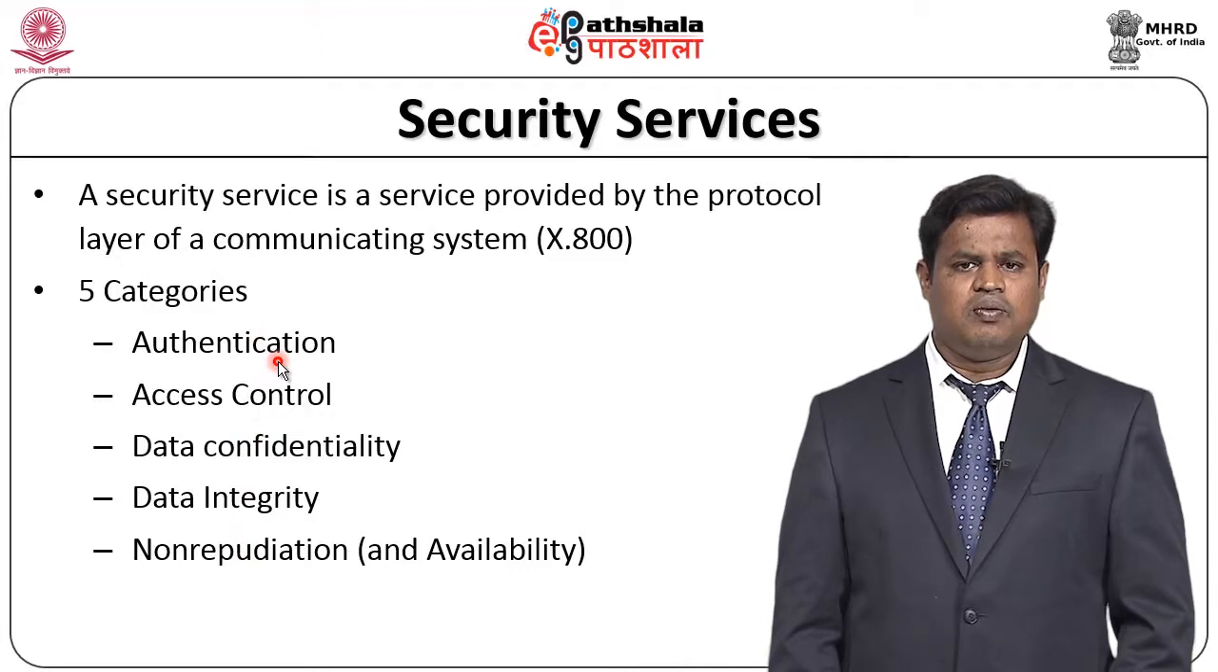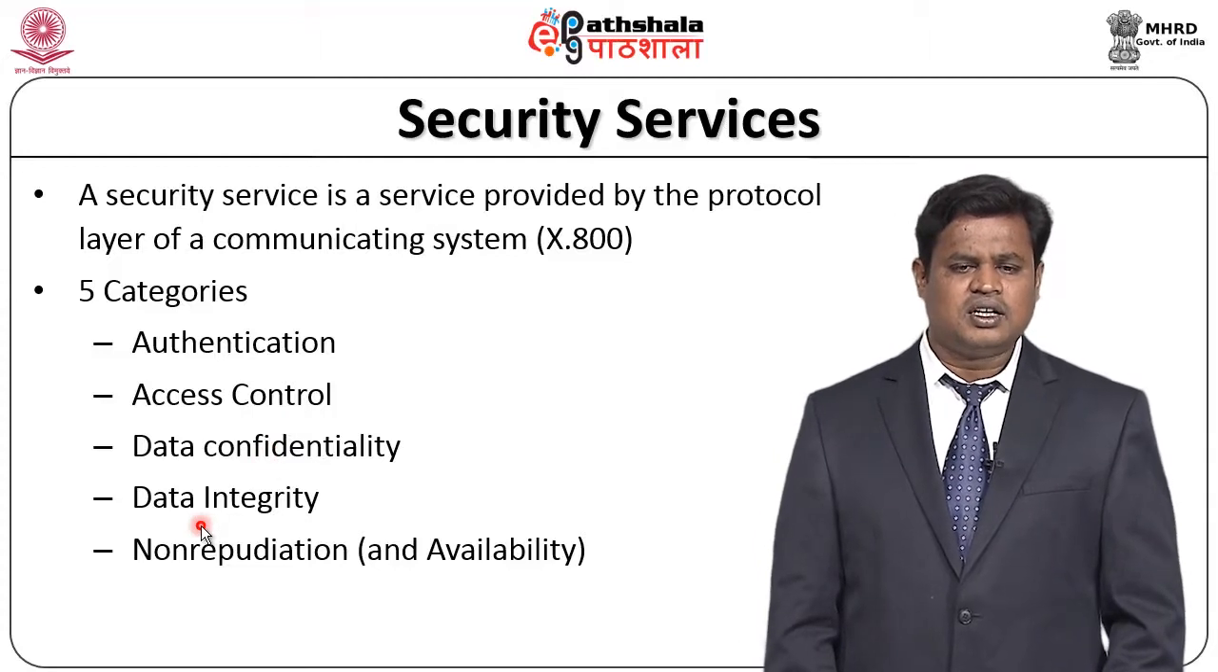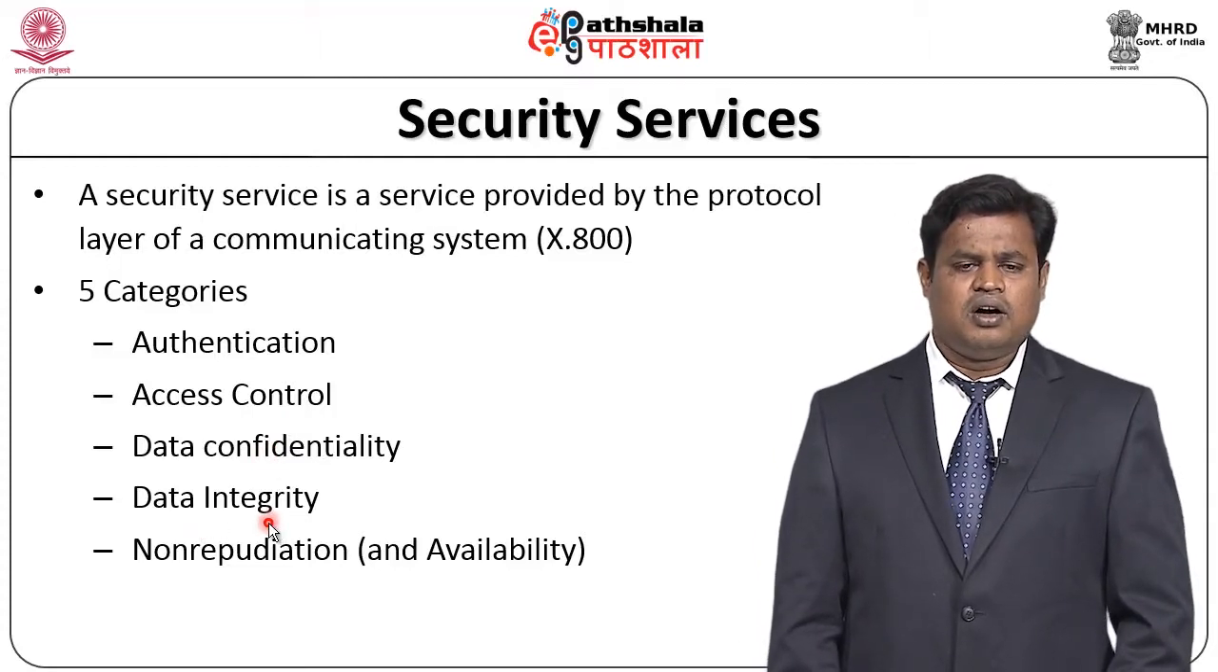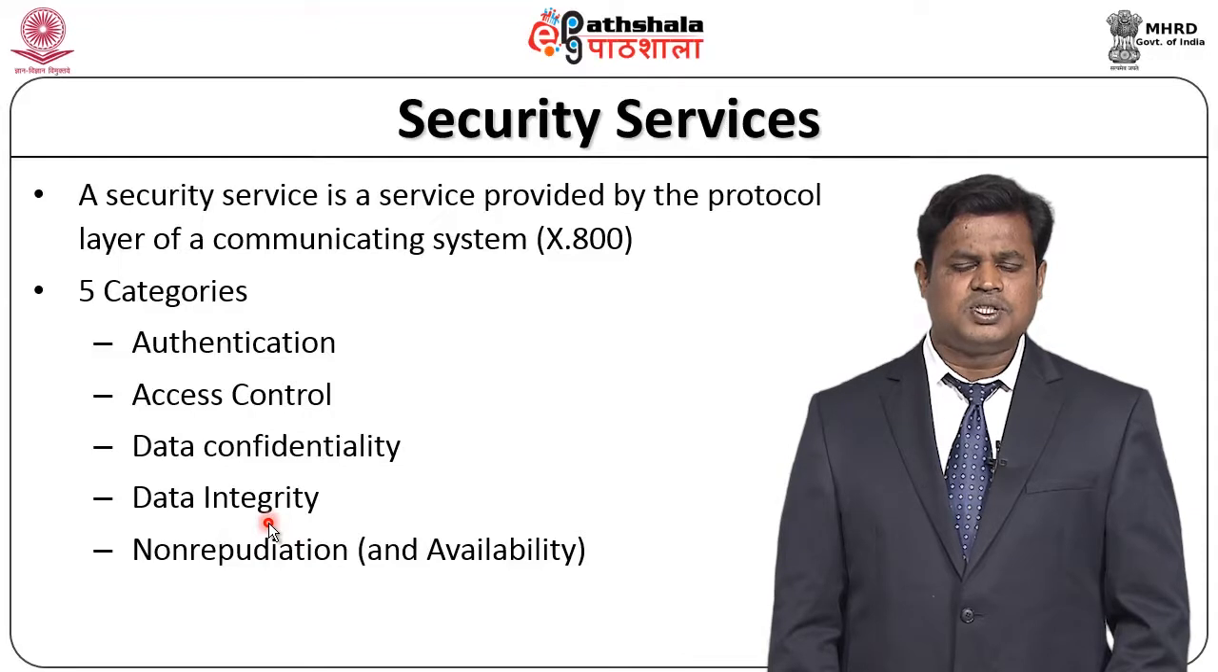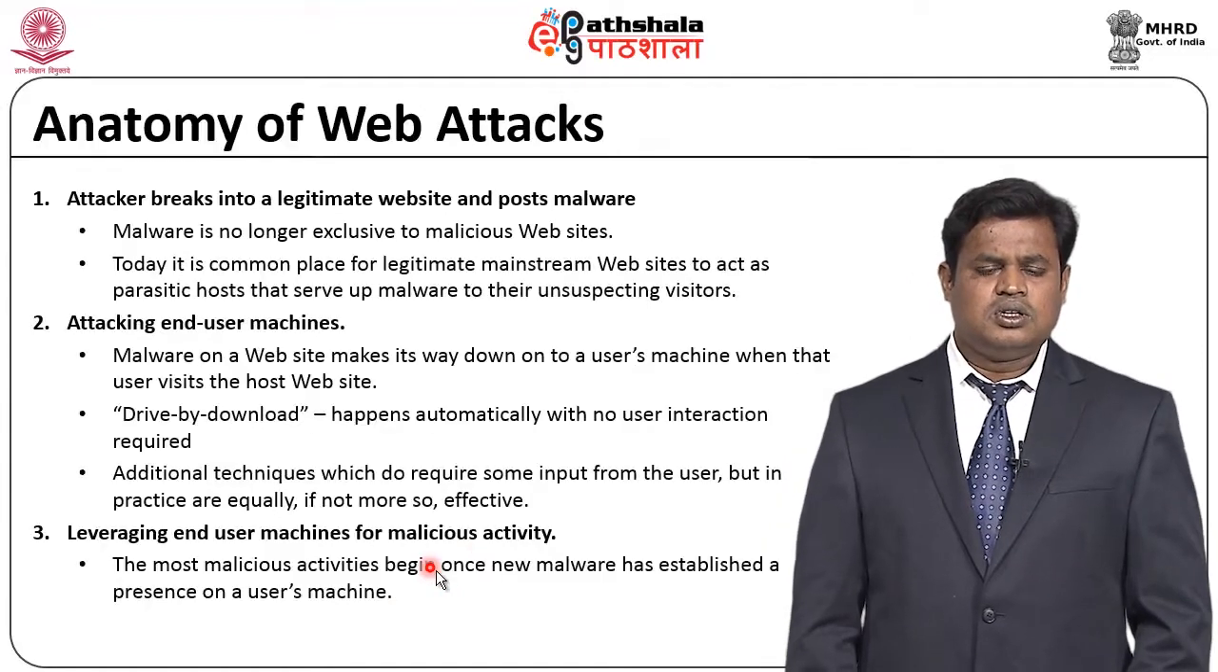Authentication will verify the user. Access control restricts the user from unauthorized access. Data confidentiality means an unreadable format where you cannot read the content. Integrity means verifying modification of data during transmission or in storage. Non-repudiation deals with cheating or impersonating a person. And availability means providing the data even in the presence of attack. So, first we will see the web attack.